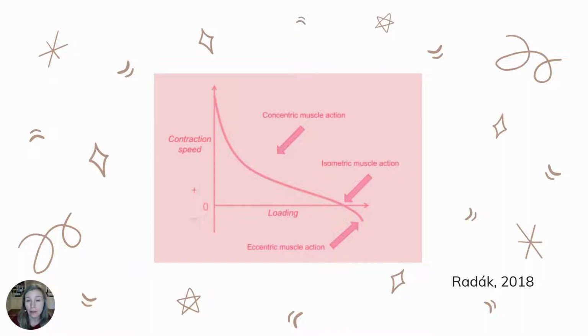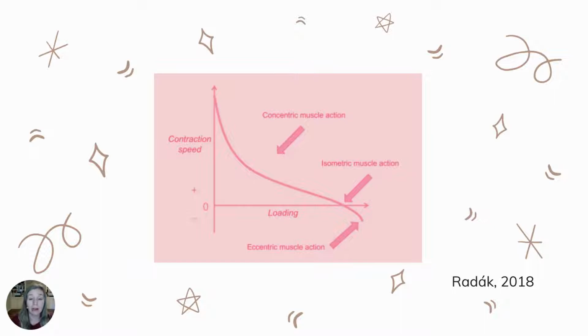So you can see that each of the 3 muscle actions is actually on the diagram, and we're looking at a concentric muscle action. So we see that speed is higher than 0, so there has to be a certain amount of speed in that muscle action. And our load is also kind of in this sort of moderate range. So it's kind of in the middle of that sort of backwards curve coming down towards the bottom axis.